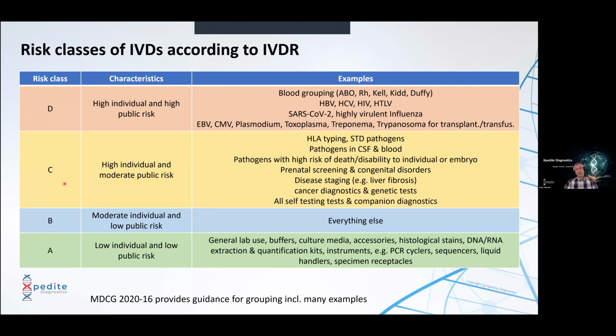And then the next lower class is class C, which means it's a high individual but a moderate public risk if it comes to failures of the device.